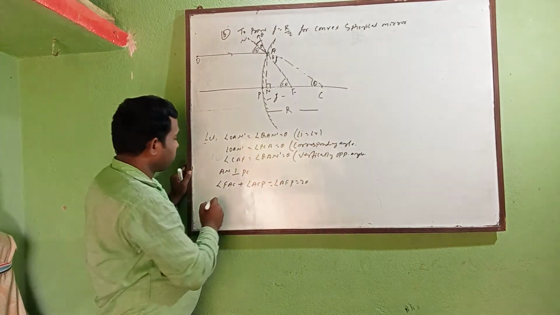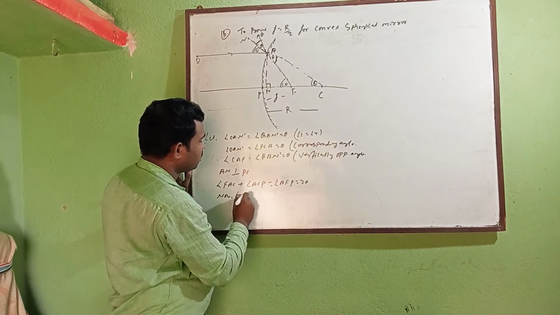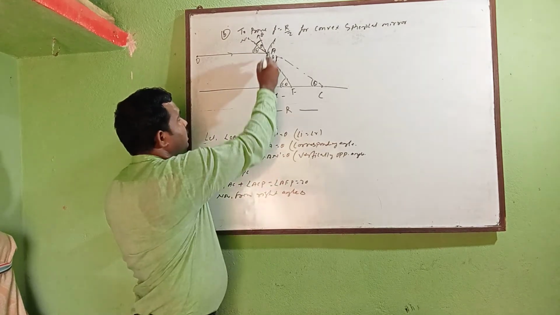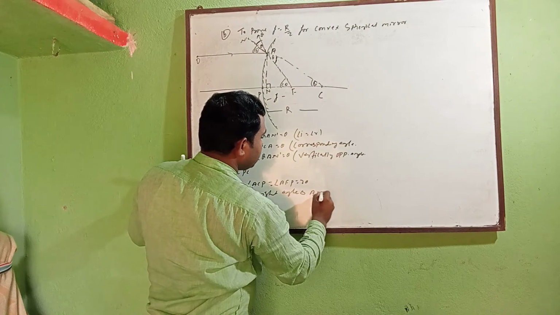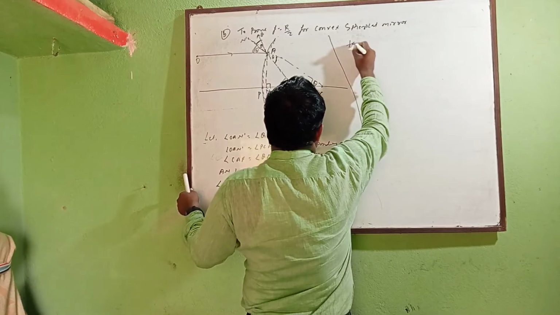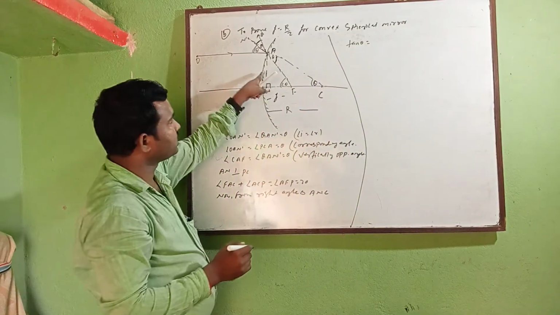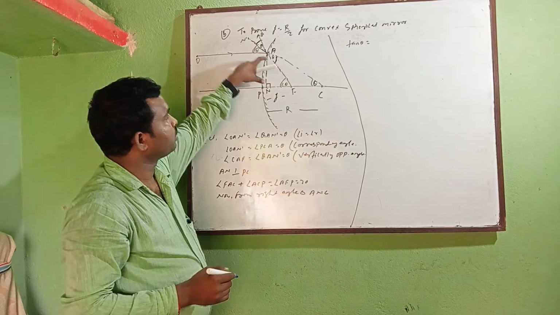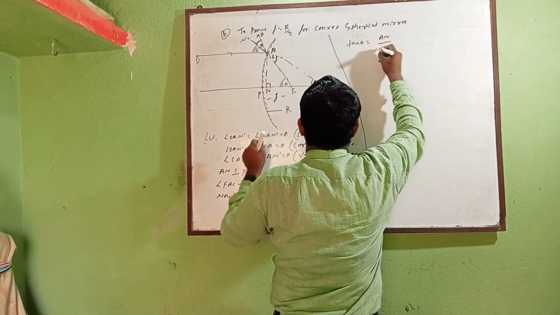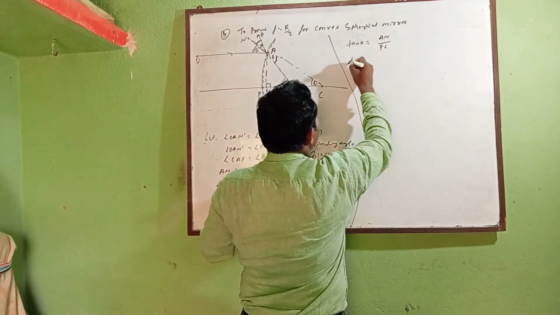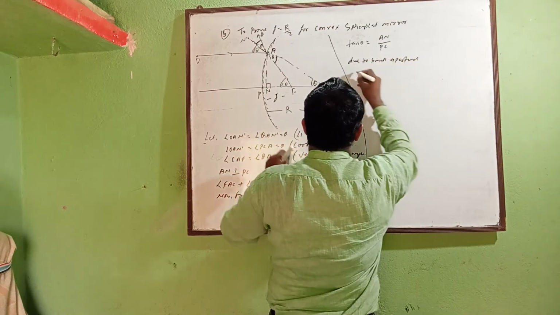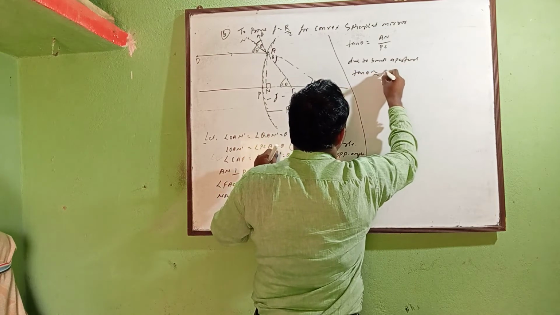Now from the right angle triangle ANC, what will you write? You can write tan theta. Why? Because this is the perpendicular and this is the base, so you can write P by B. Then tan theta is AN by NC. And due to a small aperture, tan theta is approximately equal to theta.